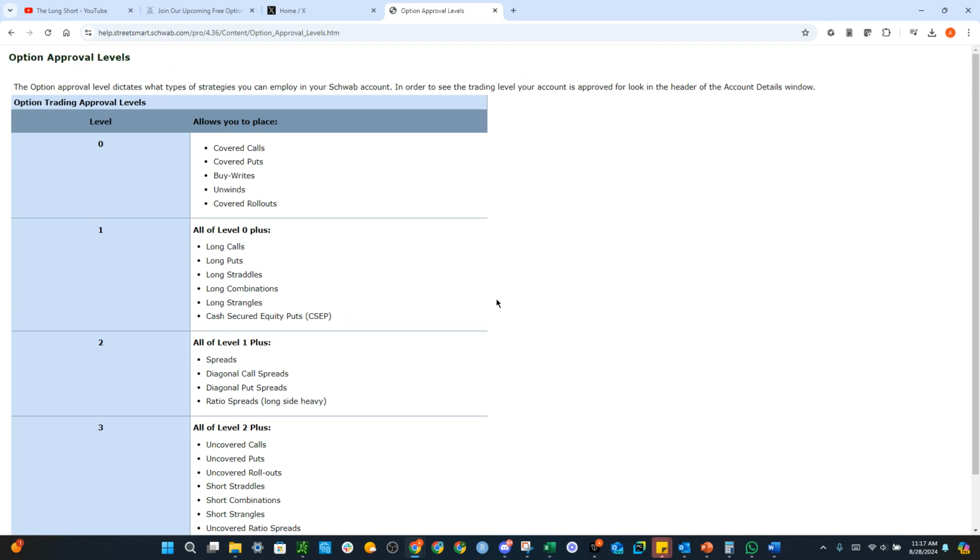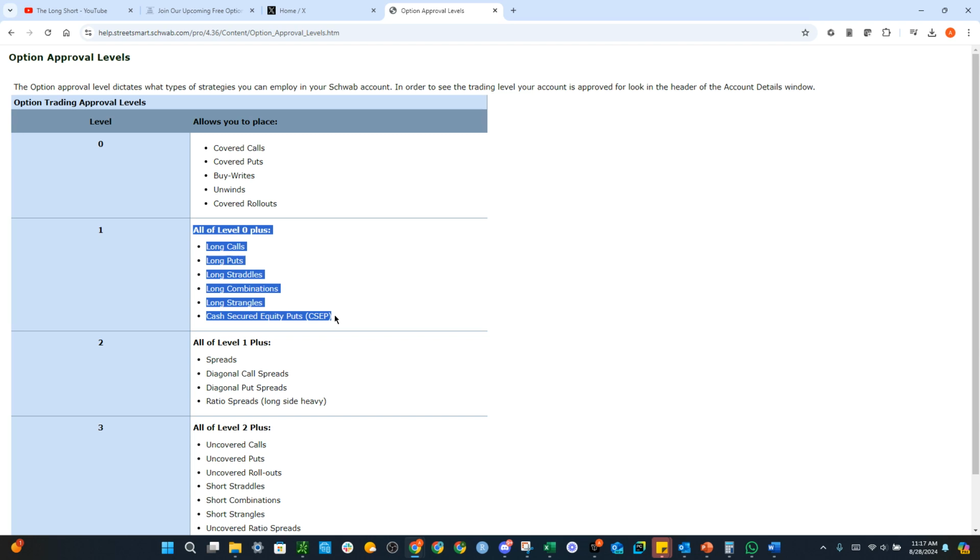Okay, these are the levels that you need to be approved for in order to trade the strategies that we discuss. Now, what's going on here? So you definitely need level one approval. Level zero means you open up the account and you have some stock in there, or you have a lot of cash sitting in there to write these puts. Level one will give you the option to trade long options, meaning buying an option. And in this video, I will show you today how to buy an option, how to sell an option.